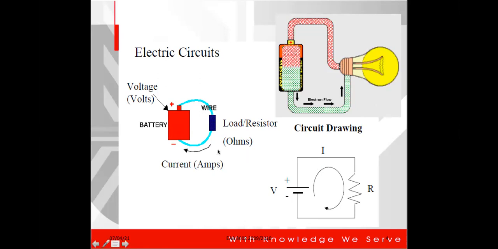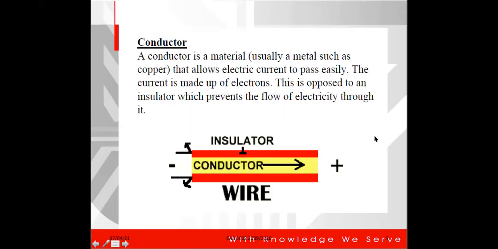Okay, if we translate that circuit into a circuit drawing, these are the circuit drawings representing the lamp's circuit. Here V represents the voltage coming out from the battery, and then you have the electrons going through the circuit through the lamp, which is represented as the resistor in the circuit. Okay, do you understand? So basically this is very general basic knowledge about electronics.